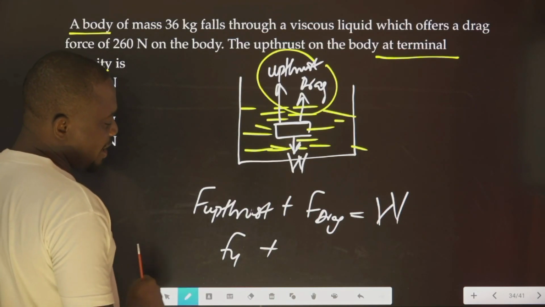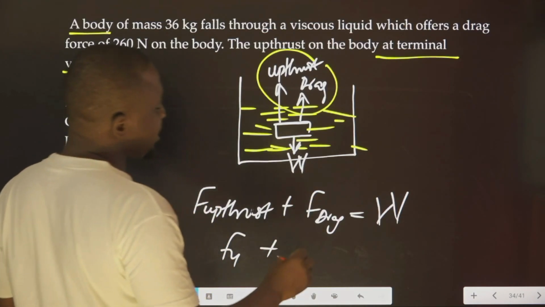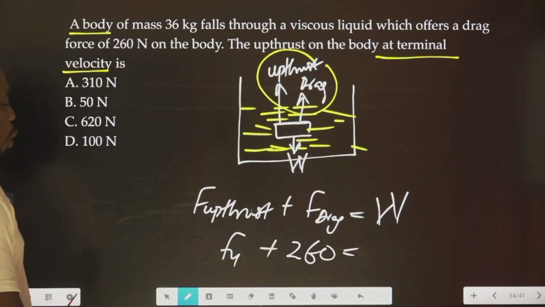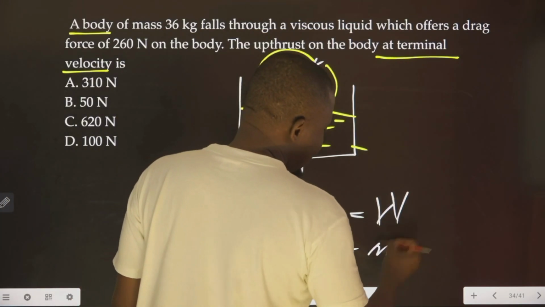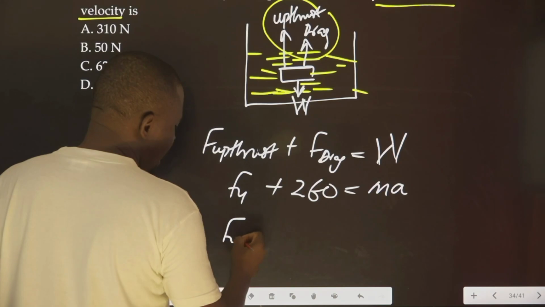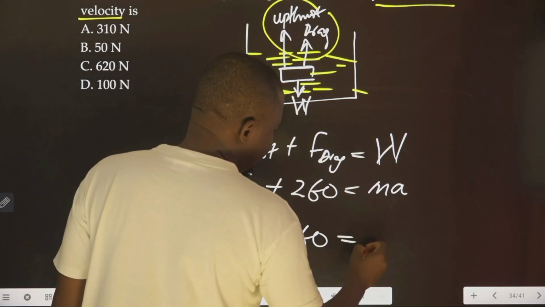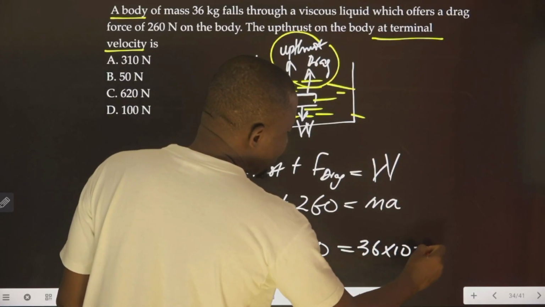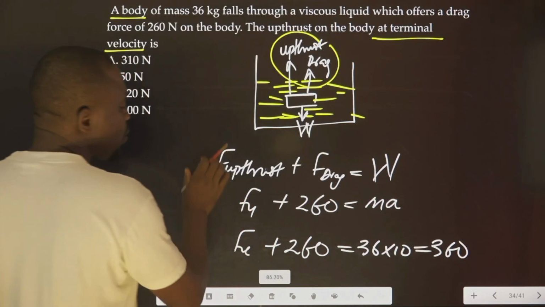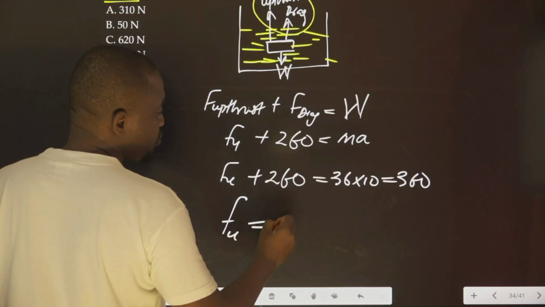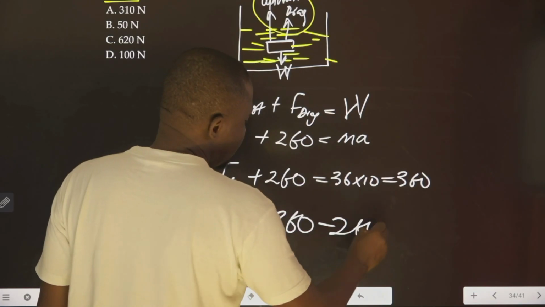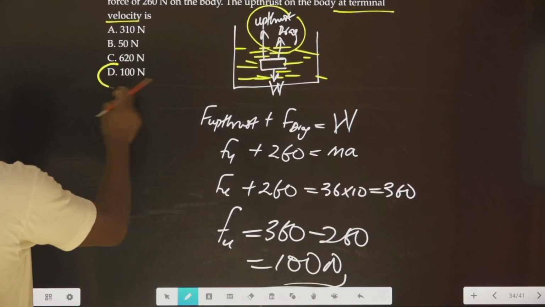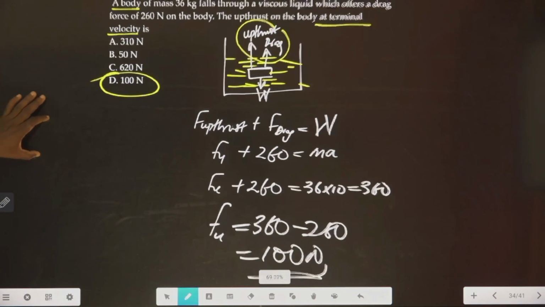Let's put it like this, F underscore U. Then what is the drag? The drag is 260. What is the weight? The weight is mass times acceleration. We are going to take the acceleration as 10 meters per second squared. So the body, we are told, is 36 kg. Multiply by 10, you agree with me, this is 360. It means to get this now, it is equal to 360 minus 260, which is 100 Newton. So this is actually the answer, okay? This is the answer, as you can see.